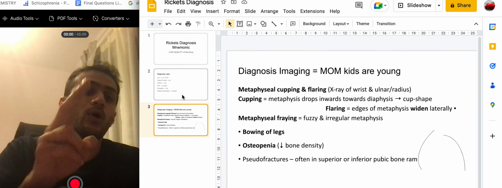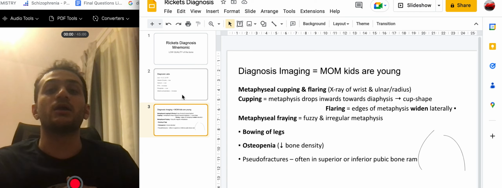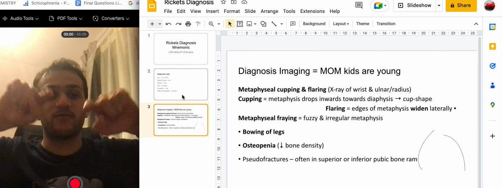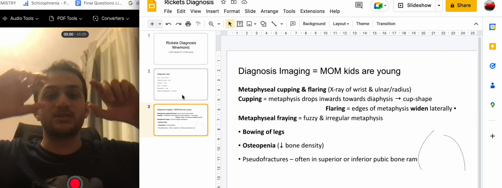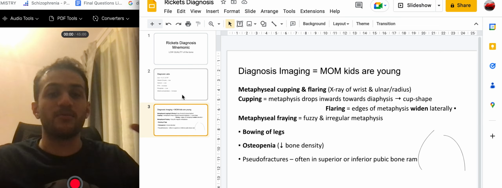This is going to be in the wrist and the ulna, for example, my wrist over here. You're going to see on an anterior posterior X-ray that it's quite widened. That's what cupping or flaring means. Cupping is when the metaphysis drops inwards towards the diaphysis, and you make a cup shape. The metaphysis comes inwards and around the diaphysis and makes a cup shape, with flaring around the metaphysis, so there may be widening over here.